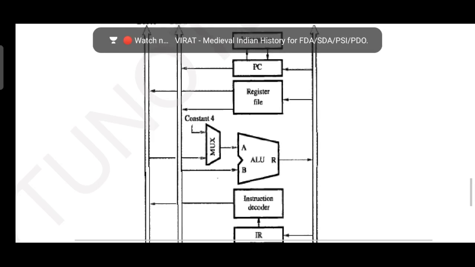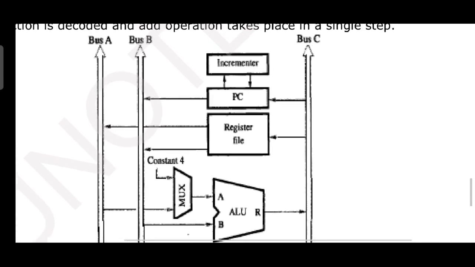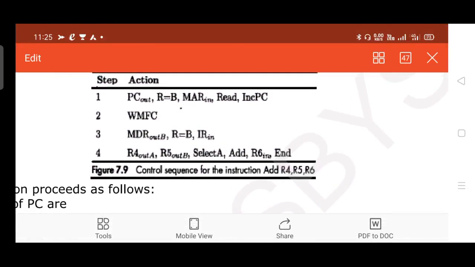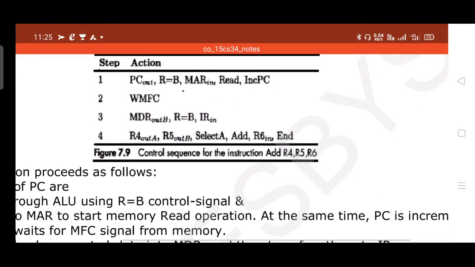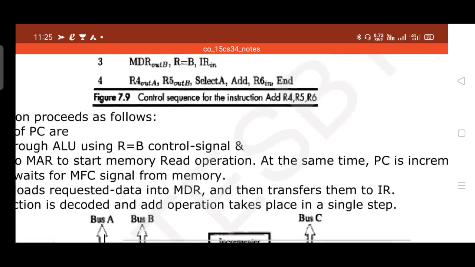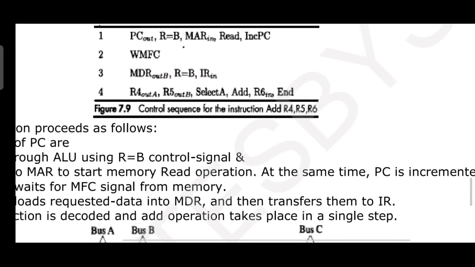What is B? You should be knowing what B is. B is the content from bus B. That's it, right? What is the bus B content? PC content. That's it. Read the address value from the area. Increment the PC. How? Using the incrementer. That's it. Wait for the memory function to be completed.